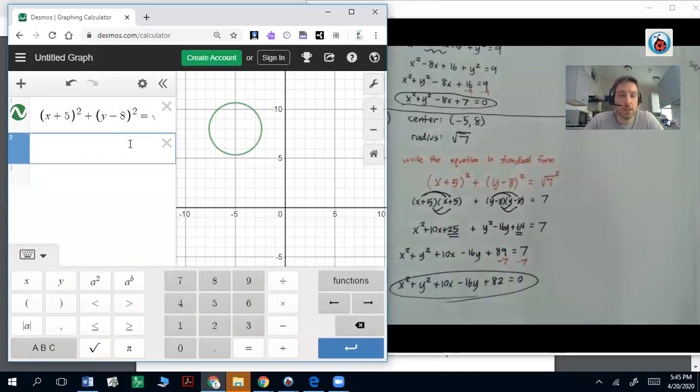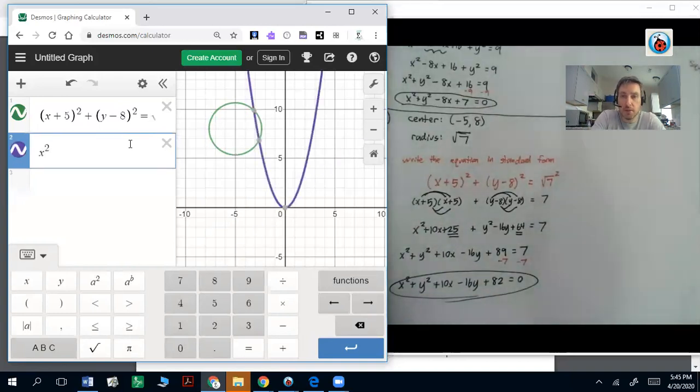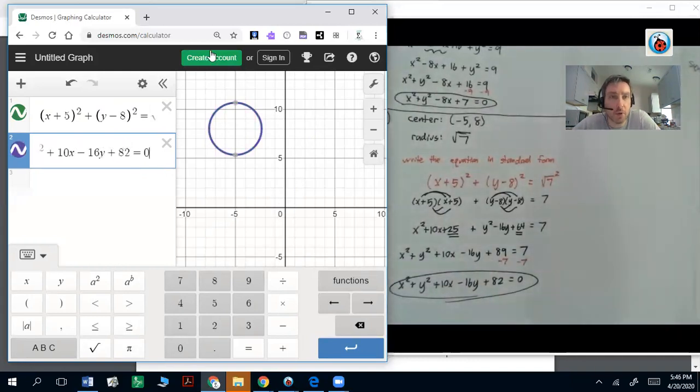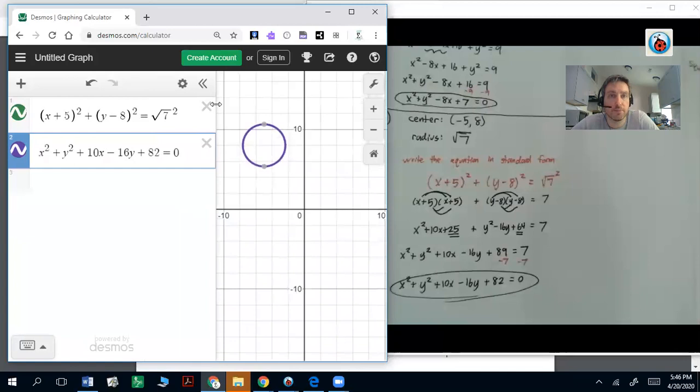I'm going to go back here and put the thing we just computed. And that overlapped it perfectly. So we know we got the right thing. And that's how you get it from standard to general form.